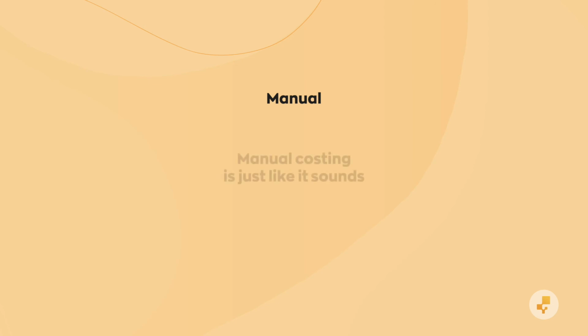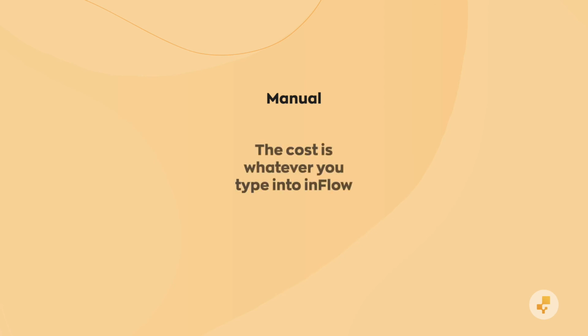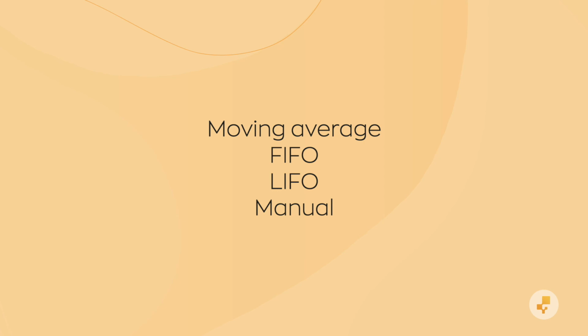Manual costing is easiest to explain. With manual, inFlow doesn't do any sort of cost calculations for any of your products. Whatever you type into the cost field will be the unit cost for the product. Simple. And those are the 4 costing methods available in inFlow.